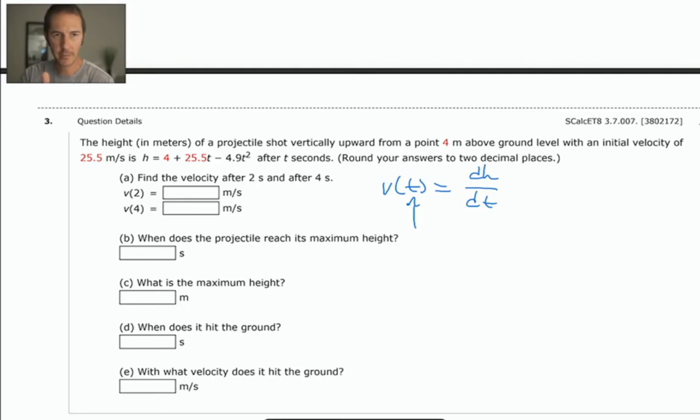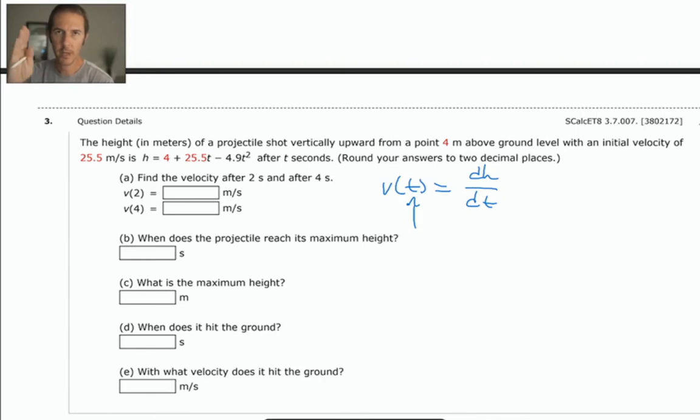Obviously, the flight path is going to go up, and then it's going to come down again. So they're saying, when does it reach its maximum height? We're going to answer using a t value, a time value measured in seconds, and it's going to reach the maximum height when velocity equals 0.